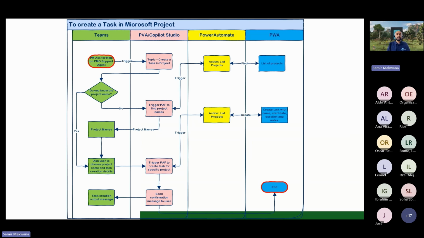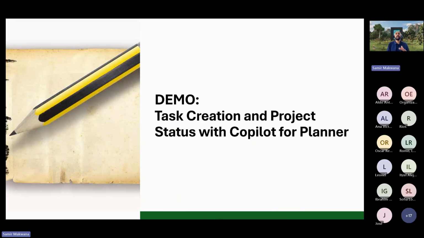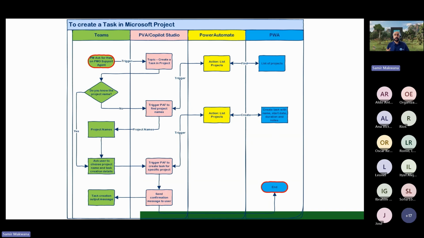So the next one is how we can use different tools like Copilot Studio and Power Automate to manage Project Web App, which is nothing but your Microsoft Project on a desktop and hosting that Microsoft Project Web App in SharePoint, right? And how we can do that.